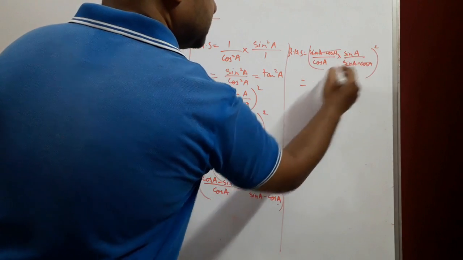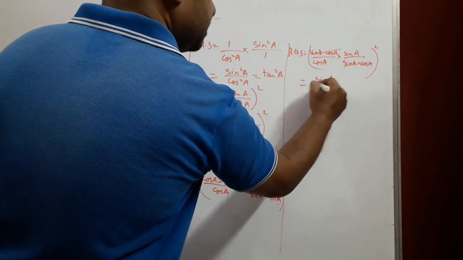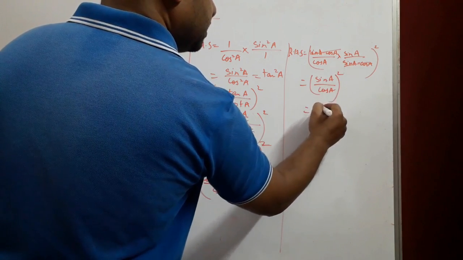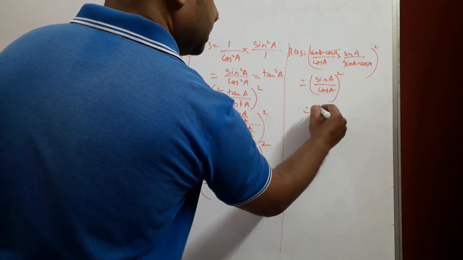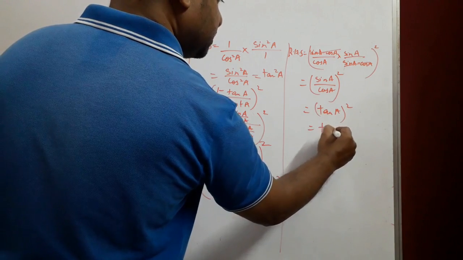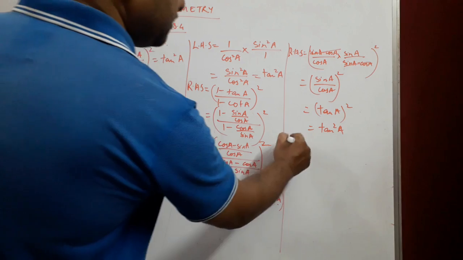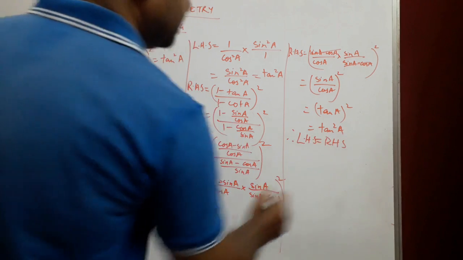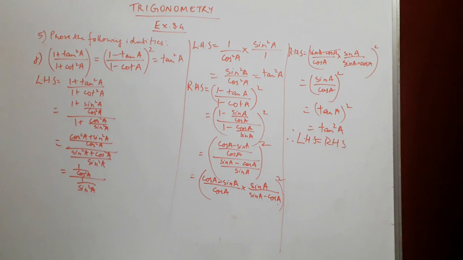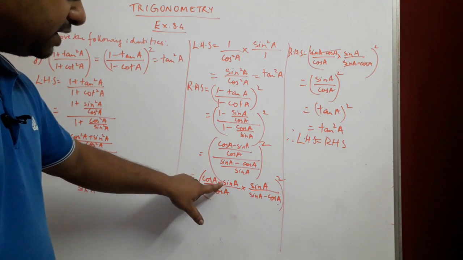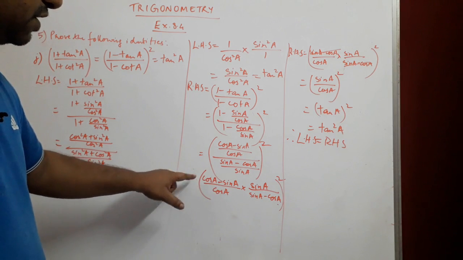Now these two will cancel, we are left with (sine a upon cos a) whole square, and sine upon cos a is what? Tan a whole square. This is equal to tan square a. So therefore we can say left hand side is equal to right hand side. That's how we prove the identity.